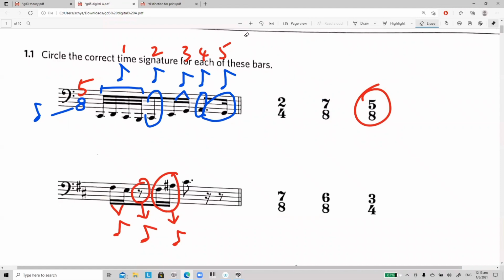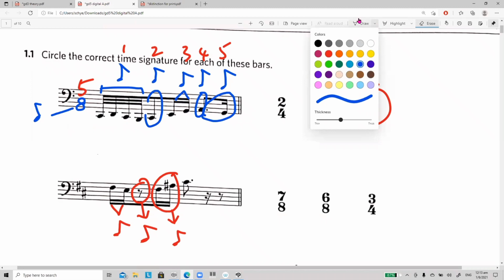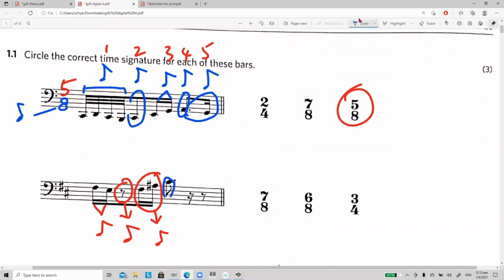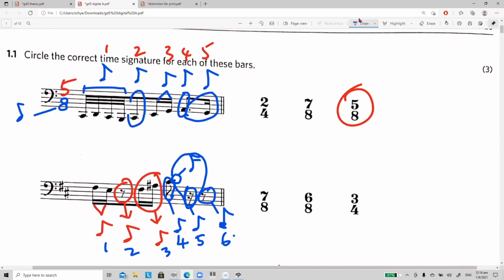Okay, like what I said just now, this note has one tail. If this one has one tail, then the value of the dot will have two tails. Okay, two tails. And this is two tails plus two tails. So this dot plus this semi-quiver rest is just one quiver beat. And this rest is also one quiver. So it looks like 1, 2, 3, 1, 2, 3, and then 4, 5, 6. And this is in 6/8 time.